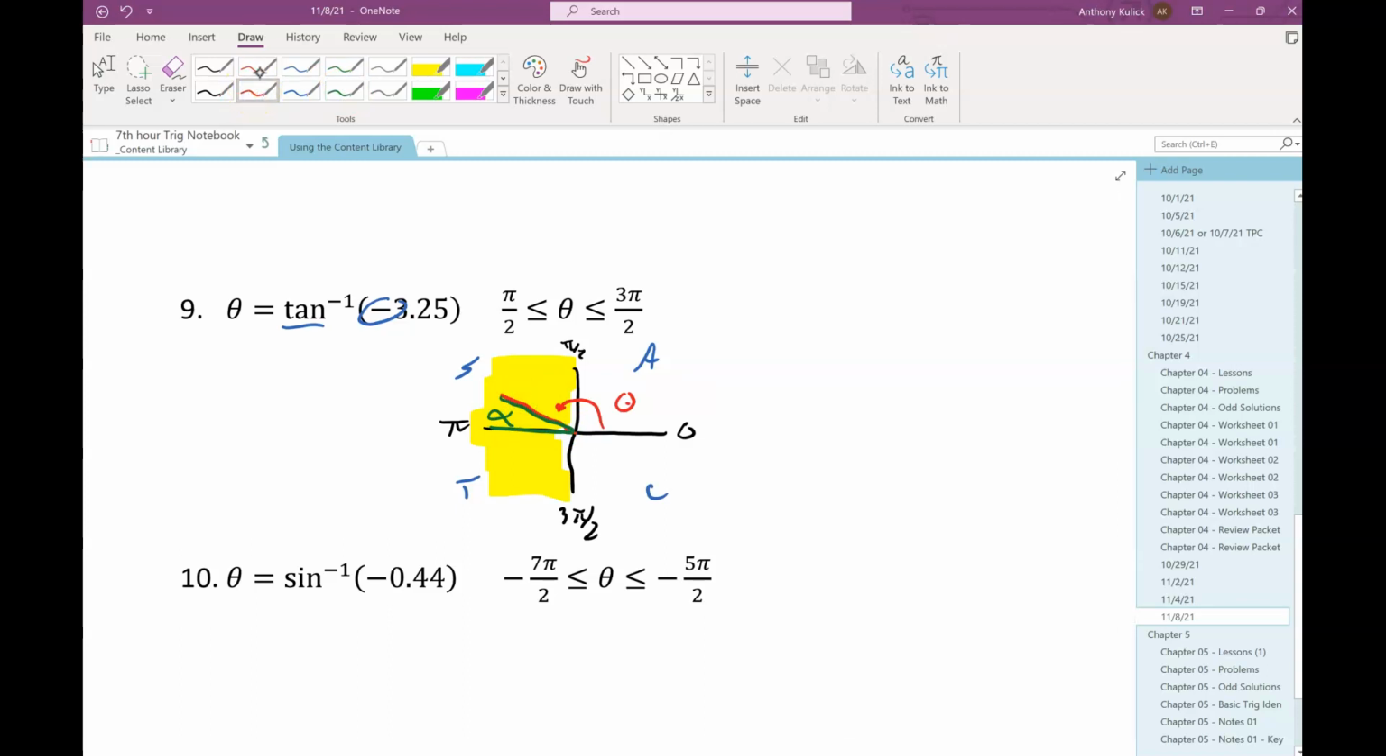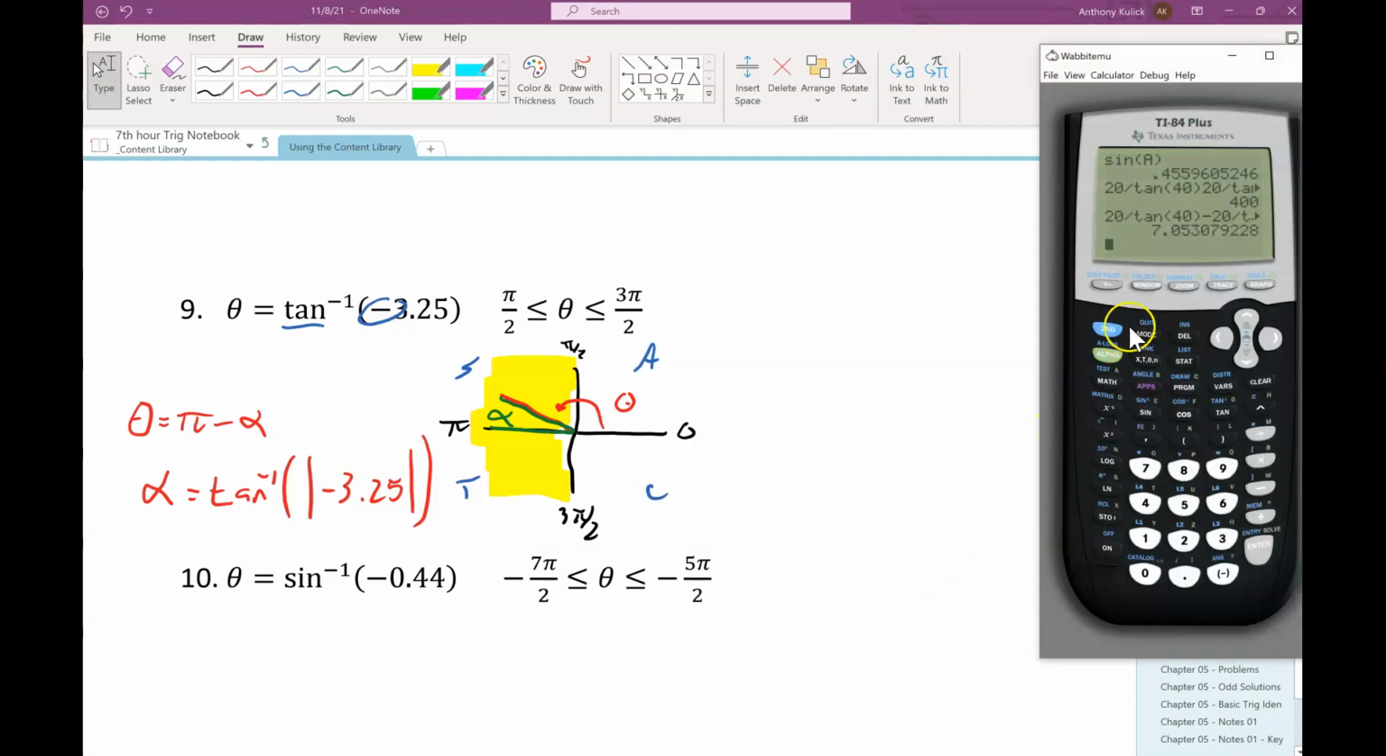This is my alpha. And since the last axis that theta passed through on the way to its terminal side was vertical, and because theta is positive, I know I'm going to be doing pi minus alpha. Where alpha is tan inverse absolute value negative 3.1 or 3.25.